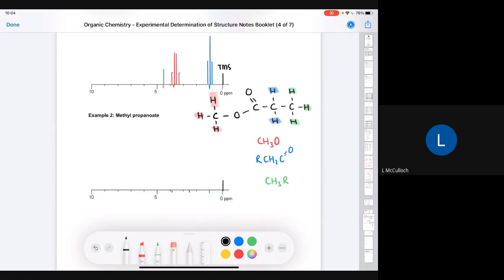And I'll just pop that in the other diagram as well. Remember that TMS, it's tetramethylsilane, and it always appears at 0 parts per million, and it basically tells you where 0 parts per million would be so that you can gauge the shift from the TMS.